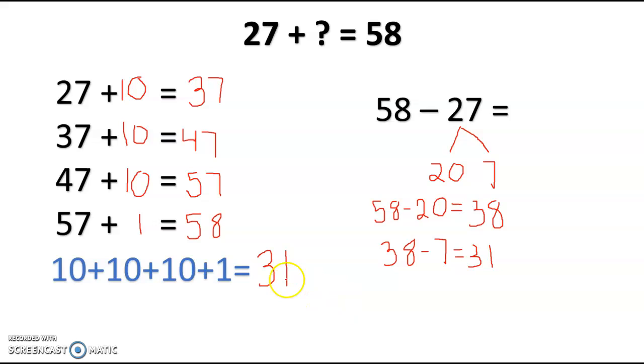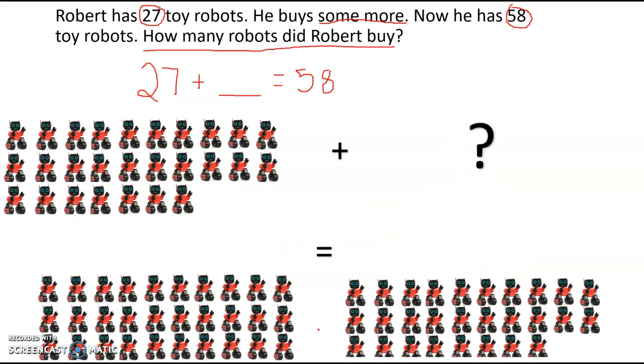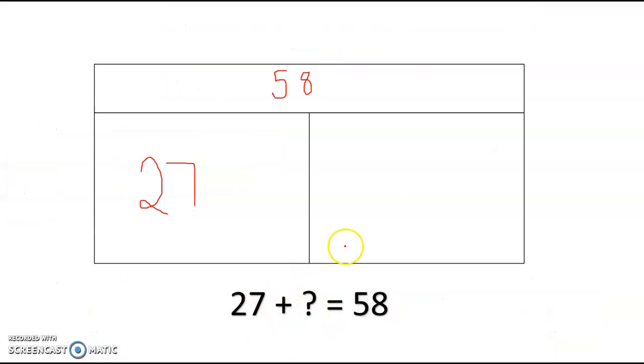So again, I used addition to find the answer. I used subtraction to find the answer. Both ways, I got 31 as my answer. So my second addend is 31. Let's go back and complete our bar model. Now it's time for you to practice.